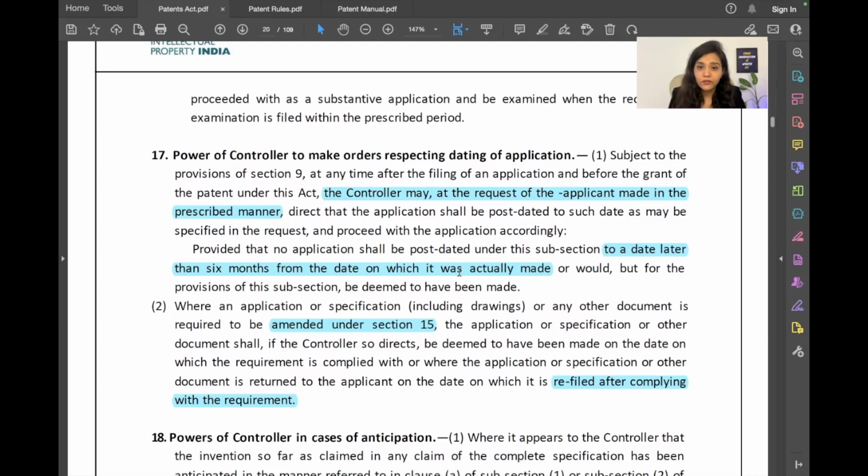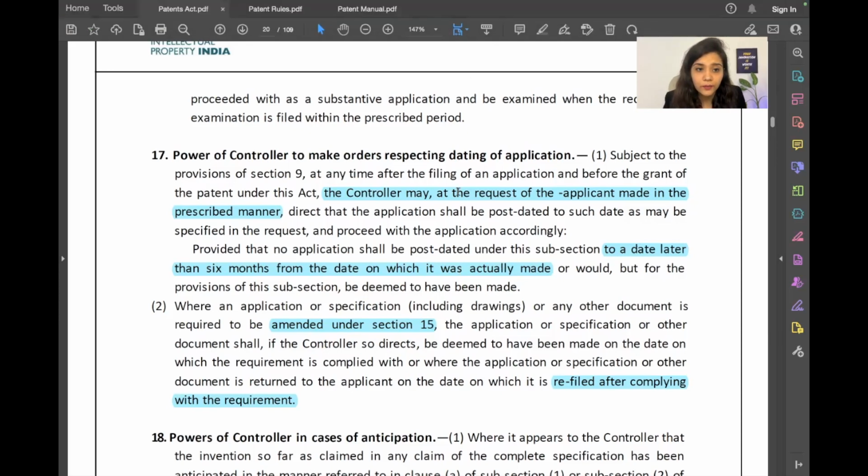So that's why we have a provision of post dating the application, but I think this provision should be used in special circumstances only. It should not be a routine to post date the application and get 6 months of extended time. Why? Because the priority date will also get shifted, and whenever the examination will happen, the prior art till that date would be considered. So it's better to not shift the priority date, but still we have this provision where the priority date can be shifted.